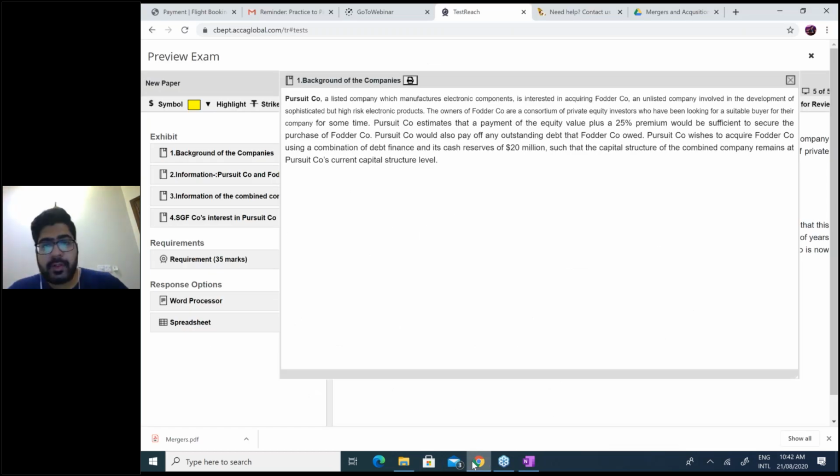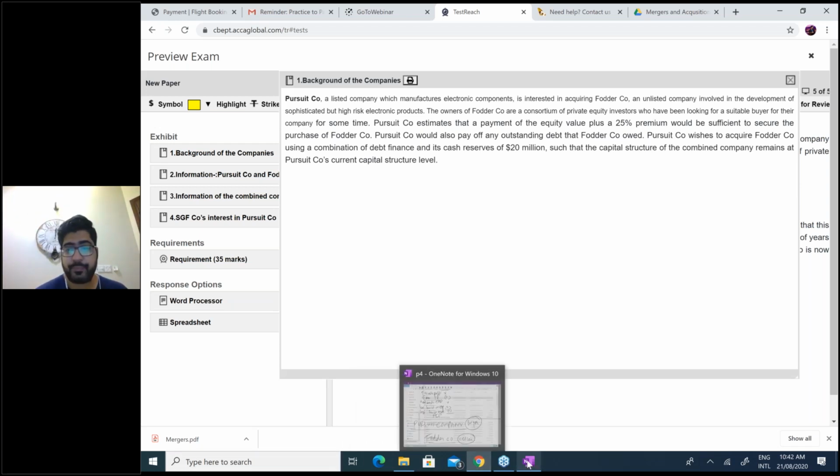The owners of further are a consortium of private investors who have been looking for a suitable buyer for their company for some time. Pursuit estimates that a payment of equity value plus 25% premium would be sufficient to secure purchase of further. Pursuit would also pay off any outstanding debt that further owed. Pursuit wishes to acquire further using a combination of debt and cash reserve, such that capital structure of the combined company remains at Pursuit's current capital structure level.